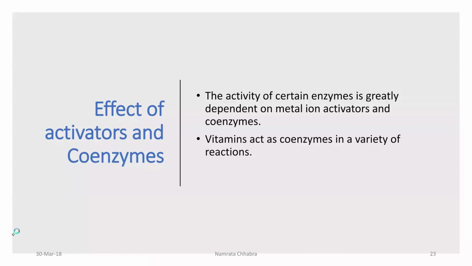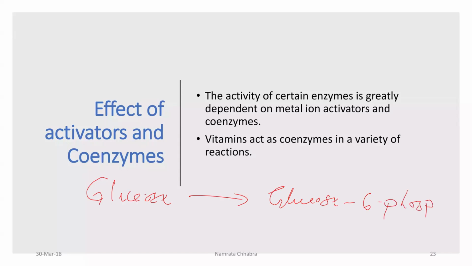The next topic is the effect of activators and coenzymes. The activity of certain enzymes is greatly dependent on metal activators and coenzymes. Most of the vitamins act as coenzymes in a variety of reactions. For example, from the previous talk on glycolysis, the first reaction in glycolysis is the conversion of glucose to glucose 6-phosphate, and of course in this reaction the enzyme called hexokinase is required, and ATP is utilized, and glucose 6-phosphate and ADP are generated.